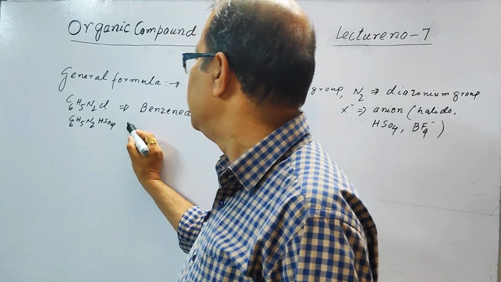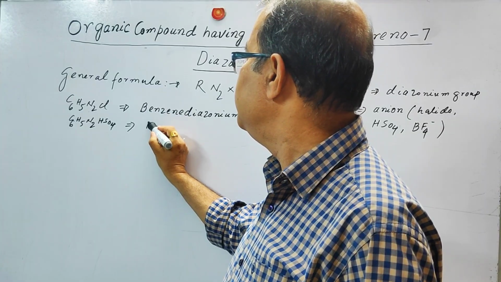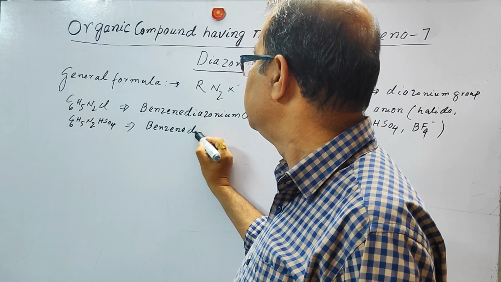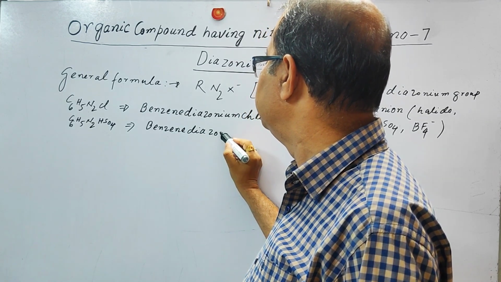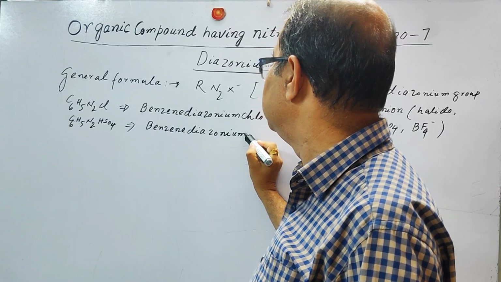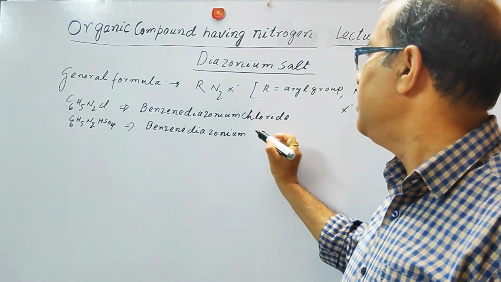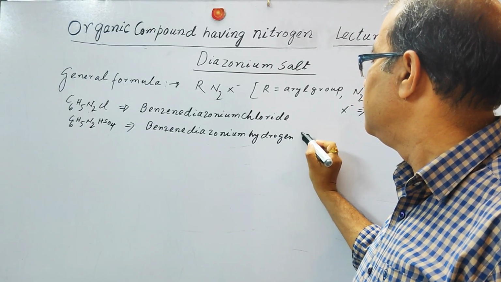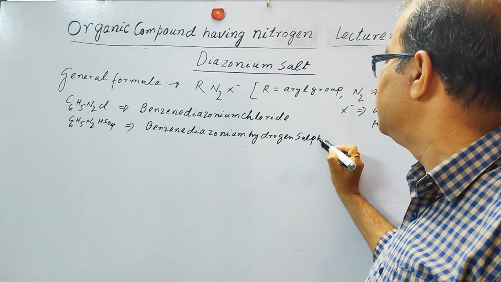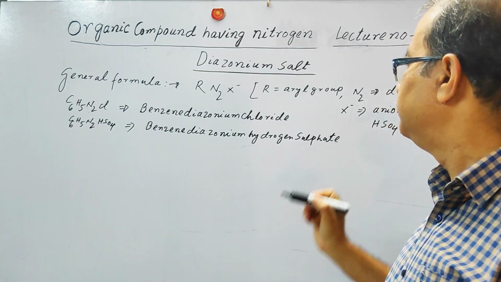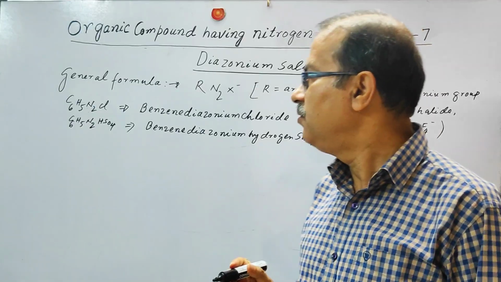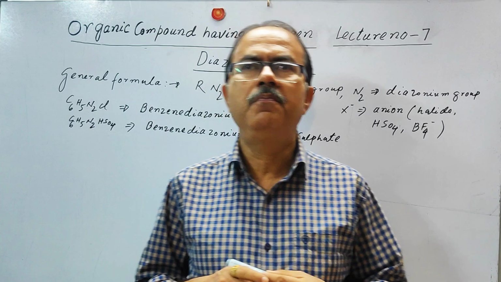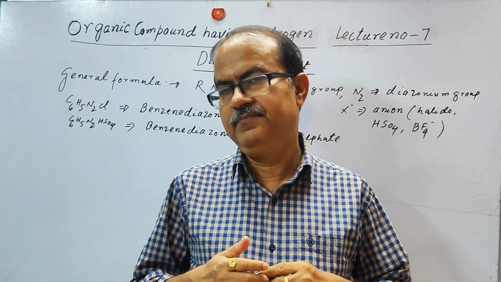As another example, with HSO4 minus, this is benzene diazonium hydrogen sulfate. Okay, so in this way we can name diazonium salts. The diazonium salt prepared from an aliphatic amine is not so stable.